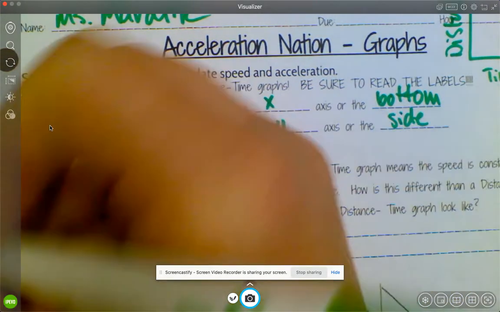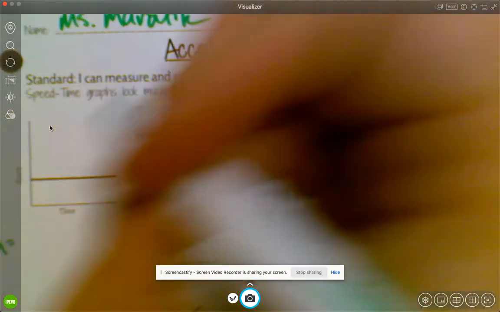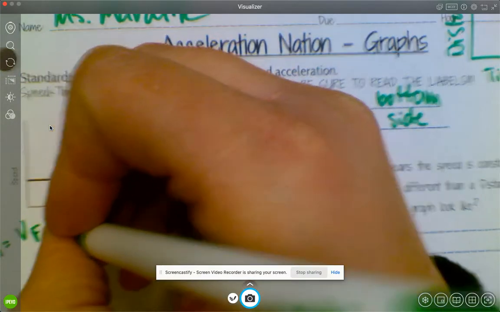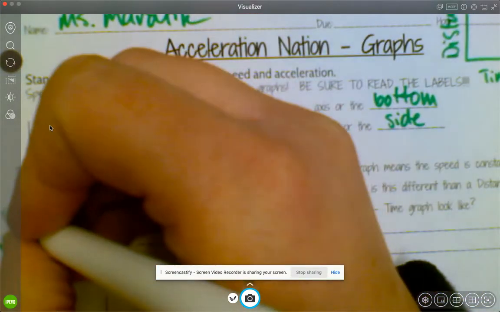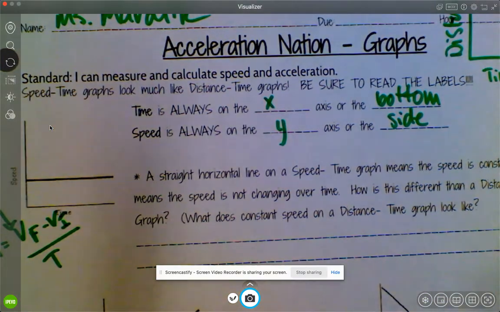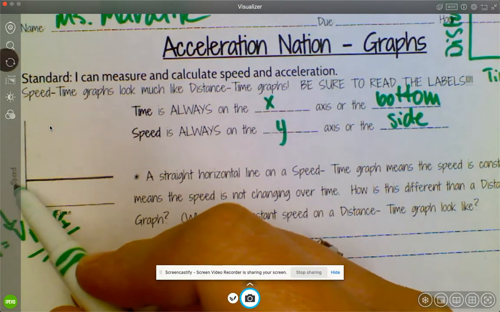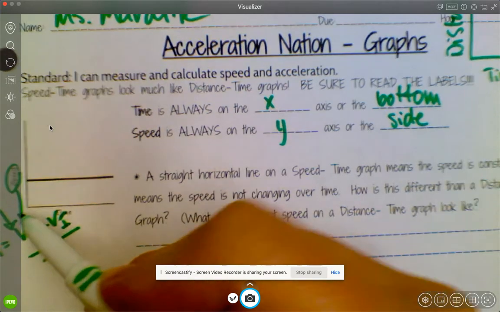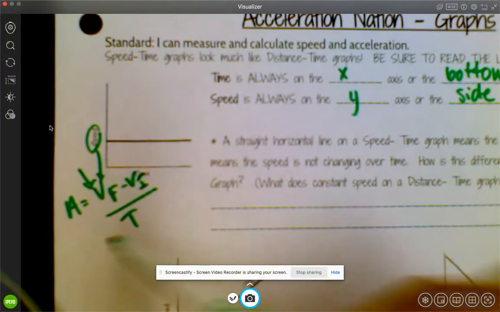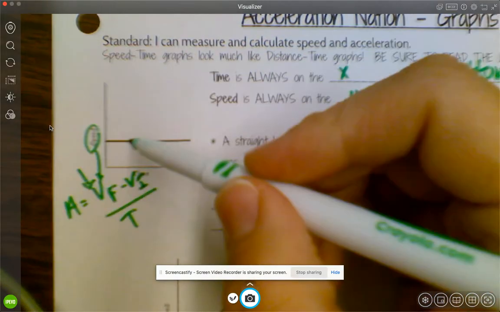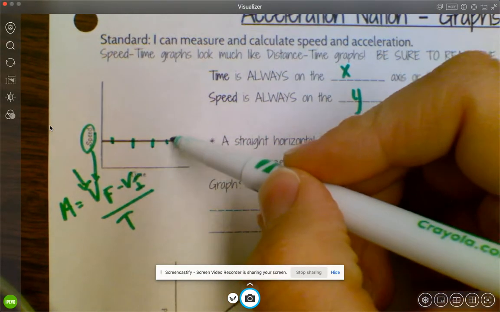Now this does make sense because our formula is acceleration is our final velocity minus our initial velocity all over time. Now remember, velocity is just speed with a direction. So that's where we're getting our speed to our velocity. Does this make sense? Yeah, we've got our change in velocity over time. And that's what this is representing, is what does speed look like over time.